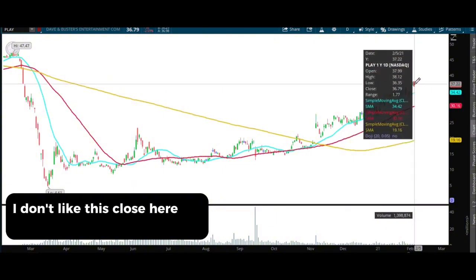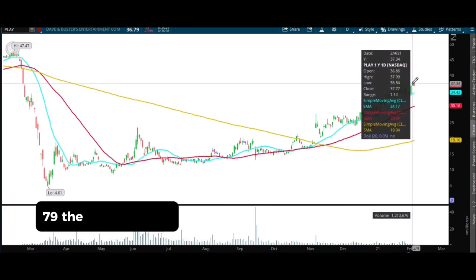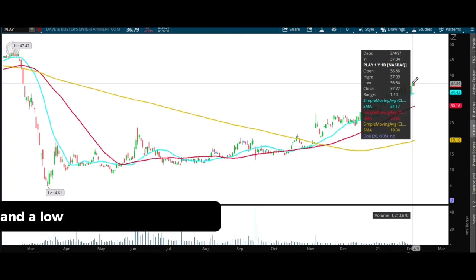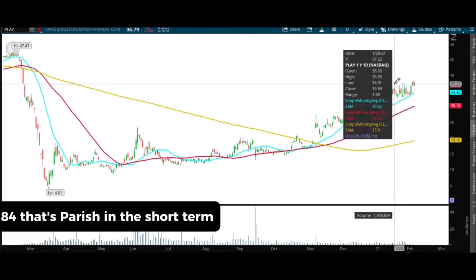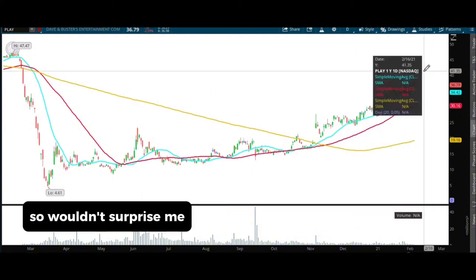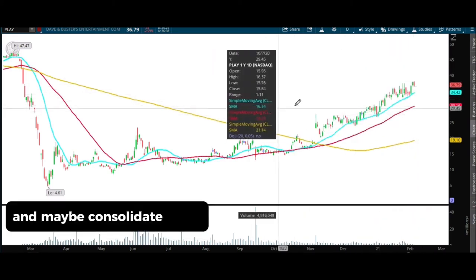I don't like this close here on Friday. That was a really weak close. Let's see, we closed at 36.79. The close was 36.79, and the low on the day before was 36.84. That's bearish in the short term. You don't want to close below the low of the previous day, so it wouldn't surprise me if this started to pull back a little bit towards the 20 and maybe consolidate again.